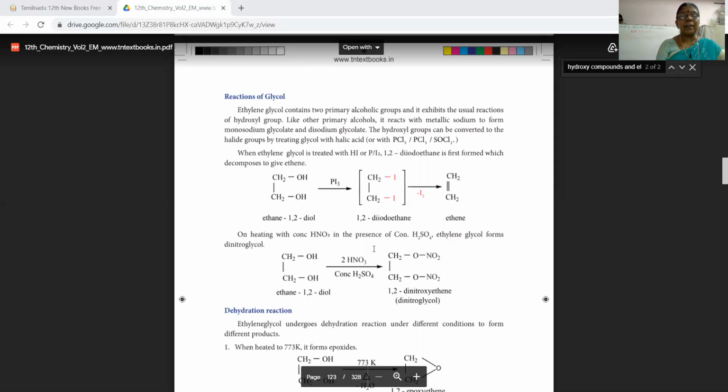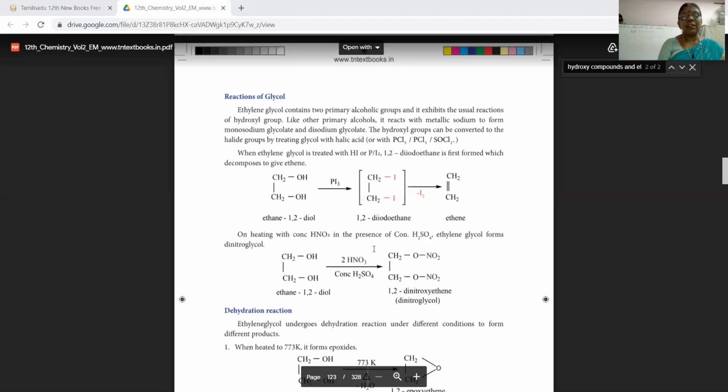Reaction of glycol. Ethylene glycol contains two primary alcoholic groups and it exhibits the usual reactions of the hydroxyl group like other primary alcohols. It reacts with metallic sodium to form monosodium glycolate and disodium glycolate. The hydroxyl groups can be converted to halide groups by treating glycol with halogen acid, or with phosphorus trichloride, phosphorus pentachloride or thionyl chloride.